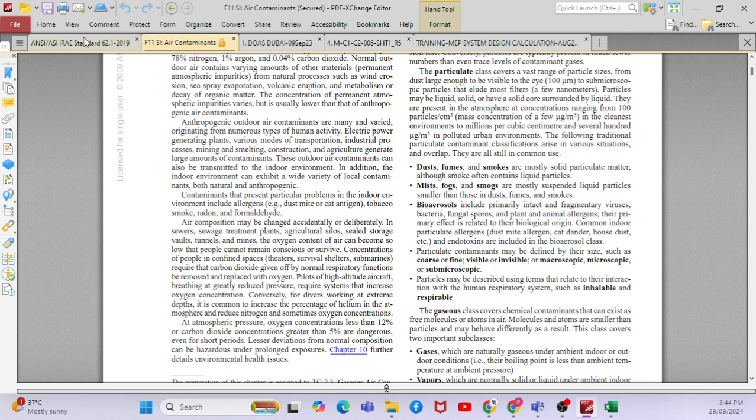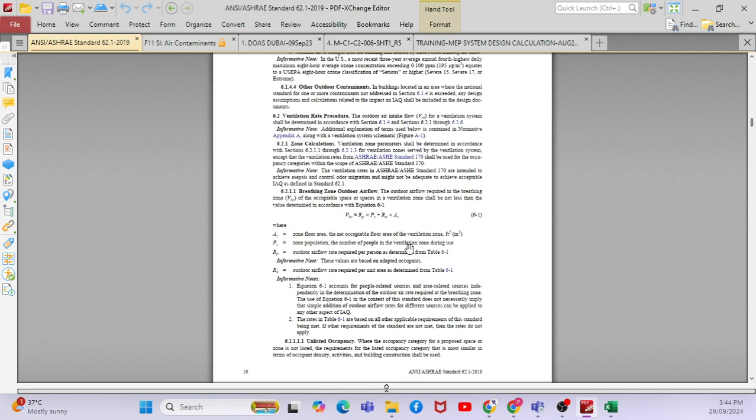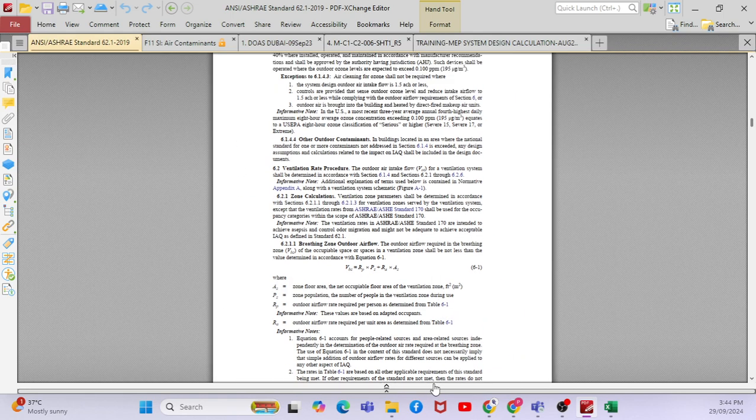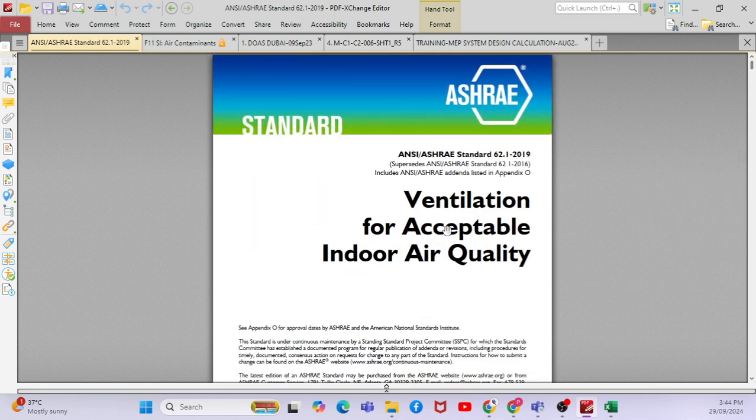Clear, right? If you refer to ASHRAE 62.1, it talks about acceptance of indoor air quality, the acceptance level we have to maintain. When you design the FHU or any of the machines, there are two parameters required: one is the airflow rate, and the second is the tonnage of the equipment.